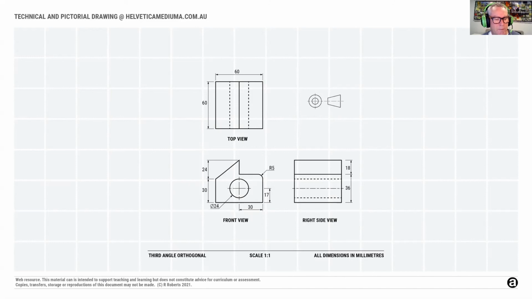Then there is the title bar. I've given the drawing the name third angle orthogonal. I've shown that it's at a scale of 1 to 1. This means the object is at the same size as the drawing. I have also told viewers that the units mentioned in the dimensions on the views are in millimeters. This is the standard unit used in industrial design.